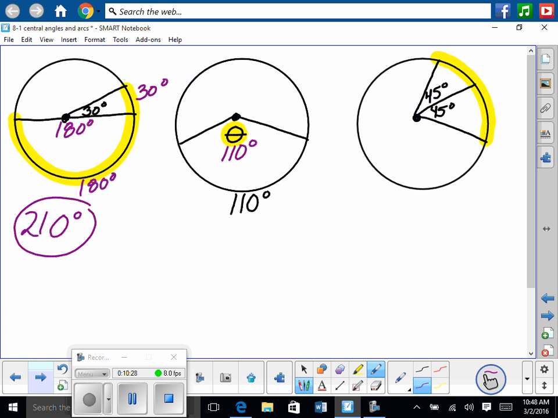Okay, looking at this one, we're finding the measure of the arc. Aren't these central angles? Yes. Right? So the arc is from here to here. So won't we be adding up those angles? So if these are 90 degrees, then a central angle is equal to its arc. So that would be 90 degrees. Is everybody comfortable with that?